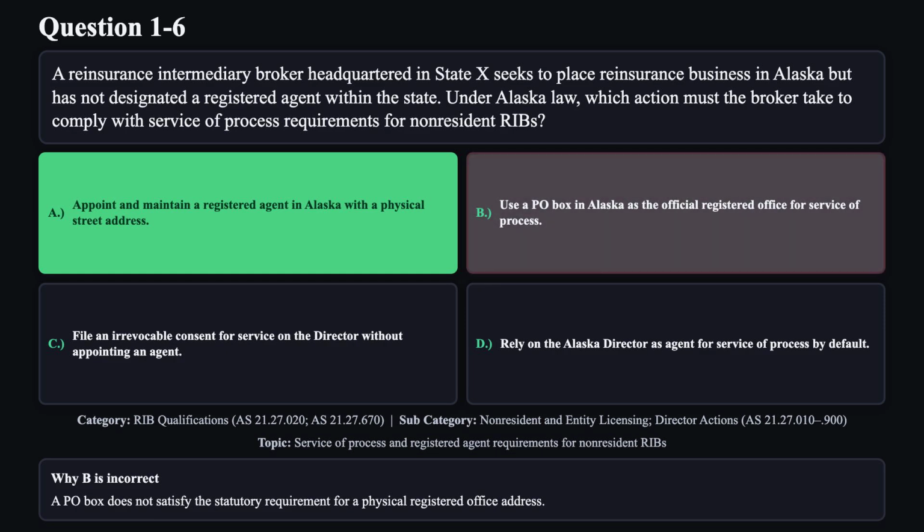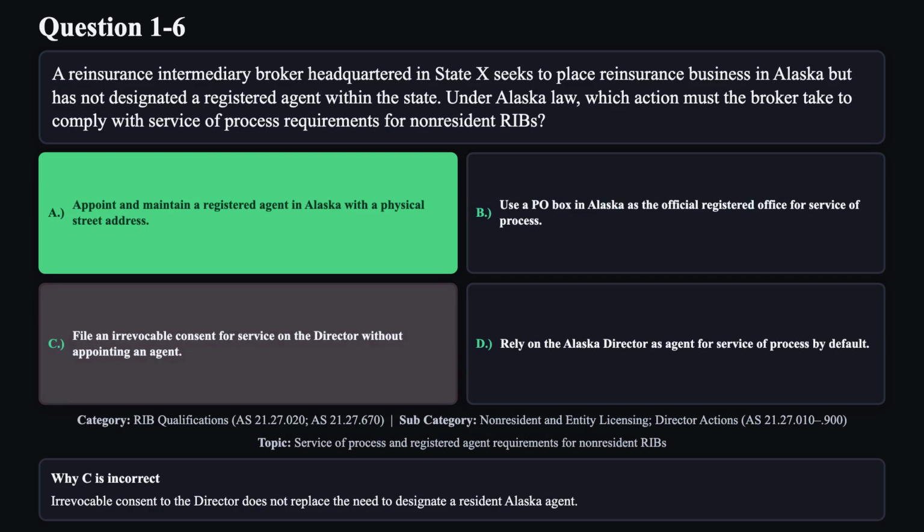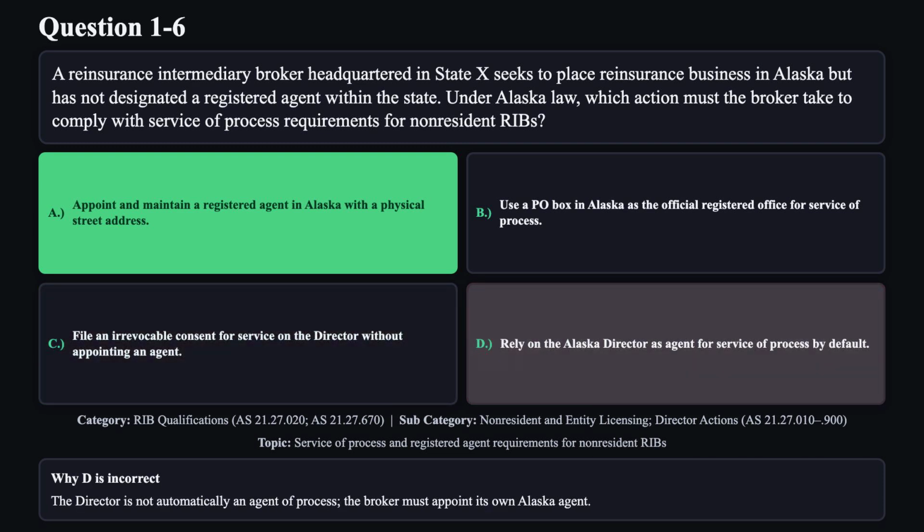A P.O. box does not satisfy the statutory requirement for a physical registered office address. Reason C is not correct. Irrevocable consent to the director does not replace the need to designate a resident Alaska agent. Reason D is not correct. The director is not automatically an agent of process. The broker must appoint its own Alaska agent.